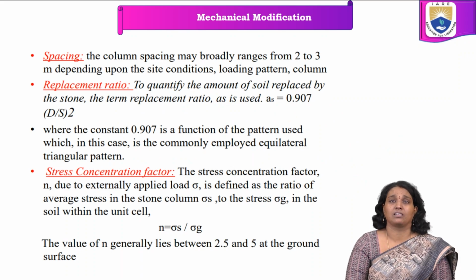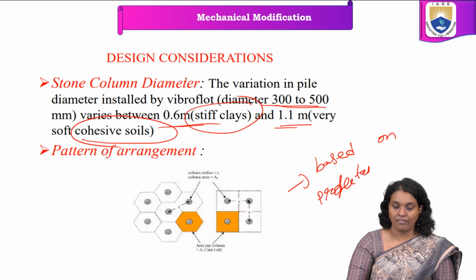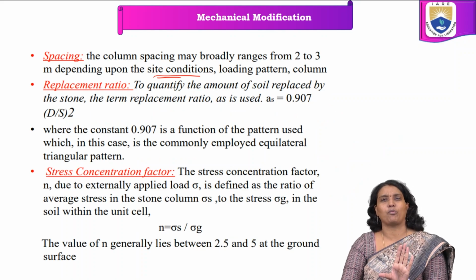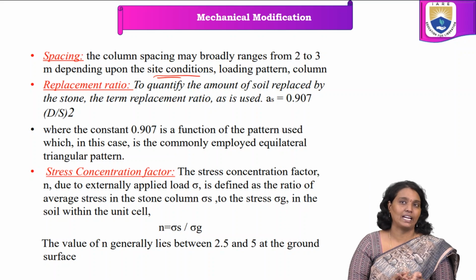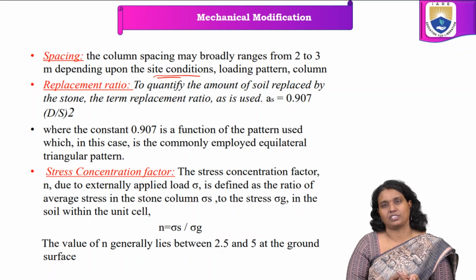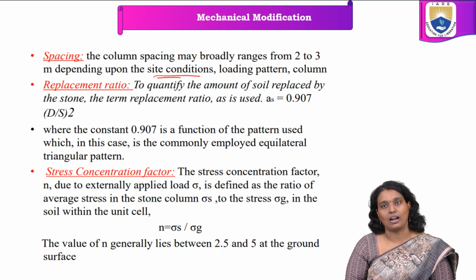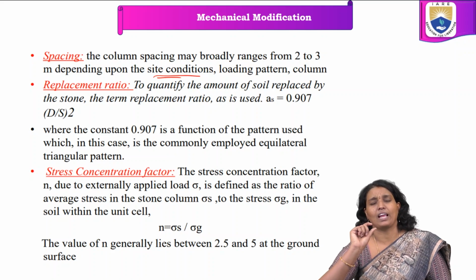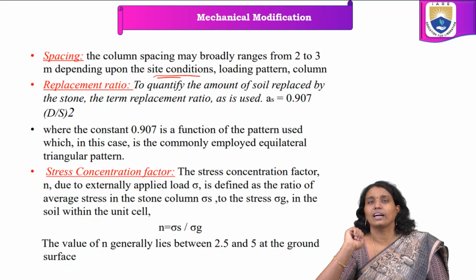Coming to the spacing, the column spacing may broadly range from 2 to 3 meters depending upon the site conditions. So every design consideration depends on the properties, site conditions, and various characteristics involved and required properties. Which type of soil it is, which size of granular column, and the size of the coarse aggregate we are considering for the filling also play a major role in the design considerations.